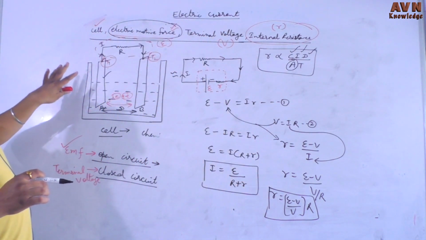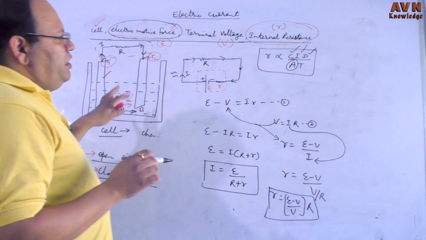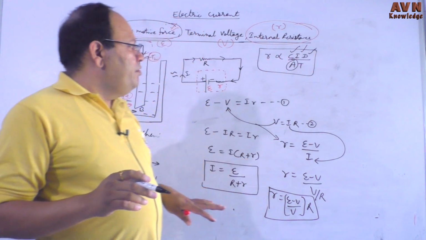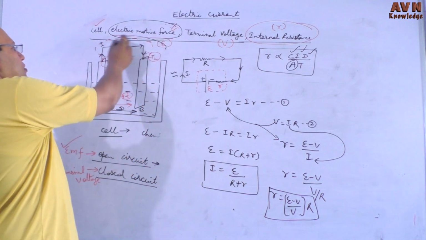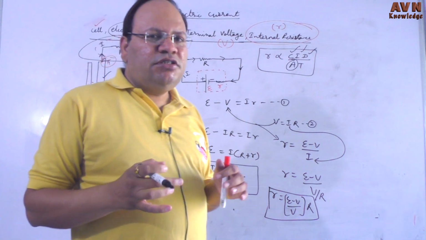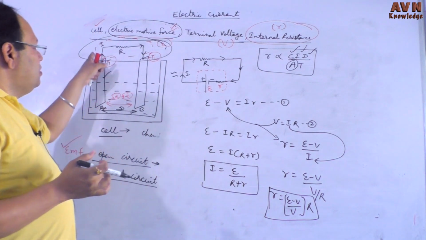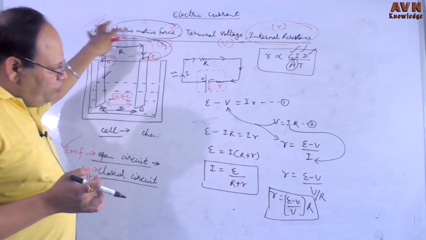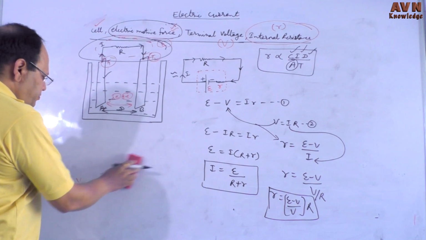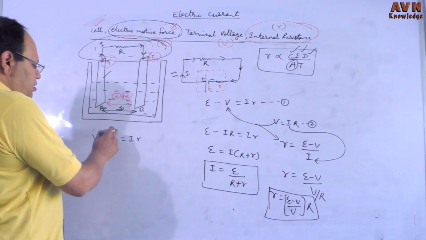Internal resistance depends on these factors. When we draw current from the cell, it means the current flows in the outside circuit. When you use the vice versa case, it means V minus E equal to I into r.